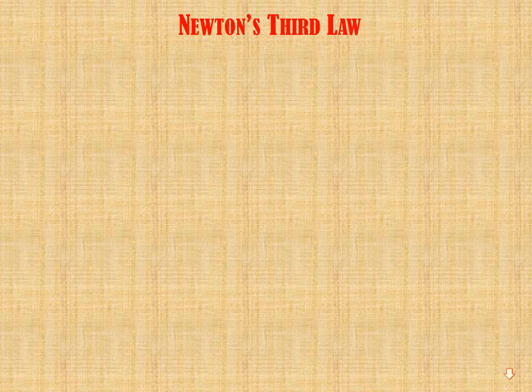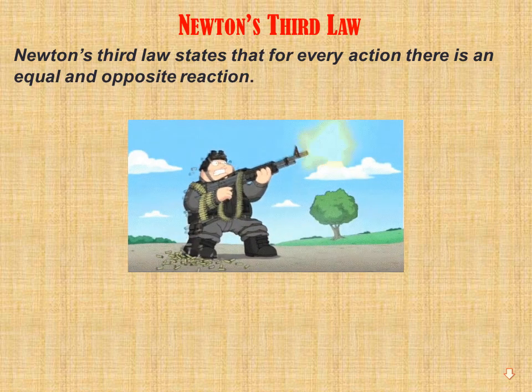Newton's third law. Newton's third law states that for every action there is an equal and opposite reaction. In this picture, you can see the reaction: the bullets are coming out from the gun, and there is an equal and opposite reaction towards the backward side which that person is feeling here. Any one of the forces can be called the action force and the other the reaction force. Let one be the action and the other the reaction force. Newton's third law is valid in both inertial and non-inertial frames.